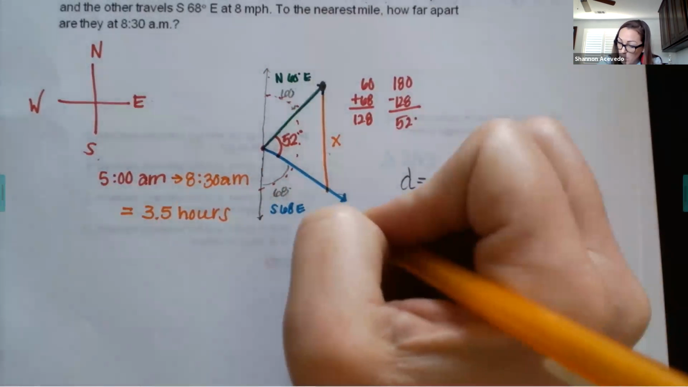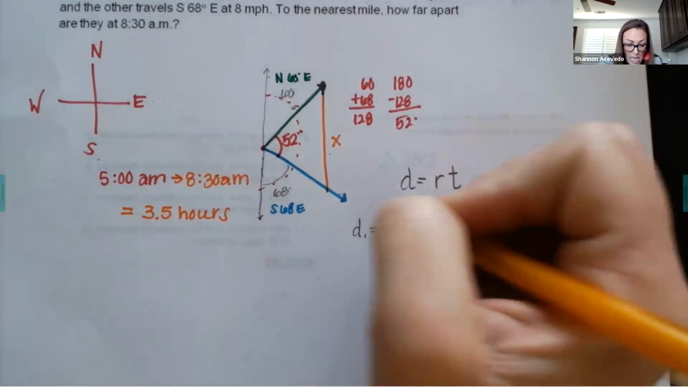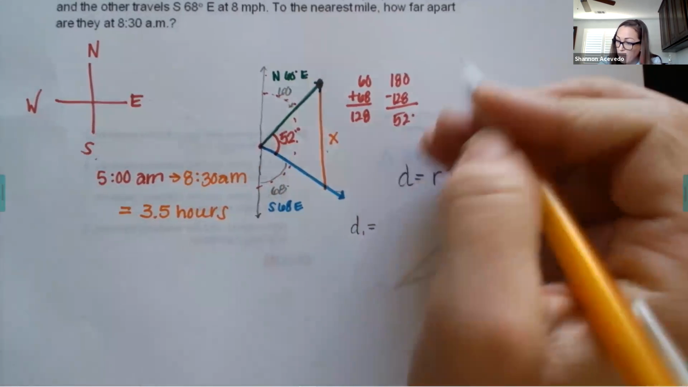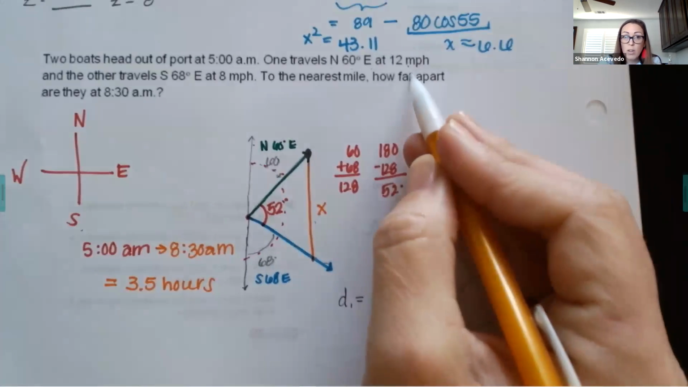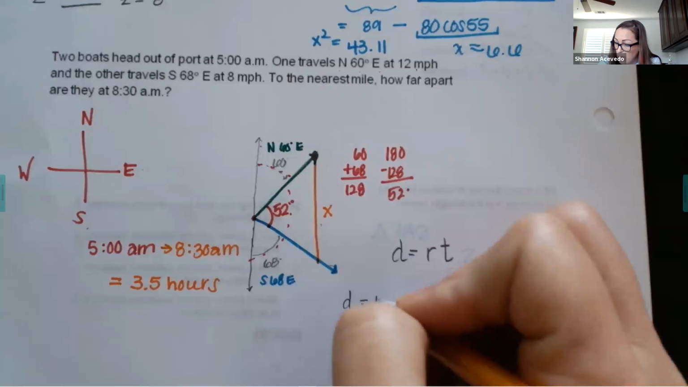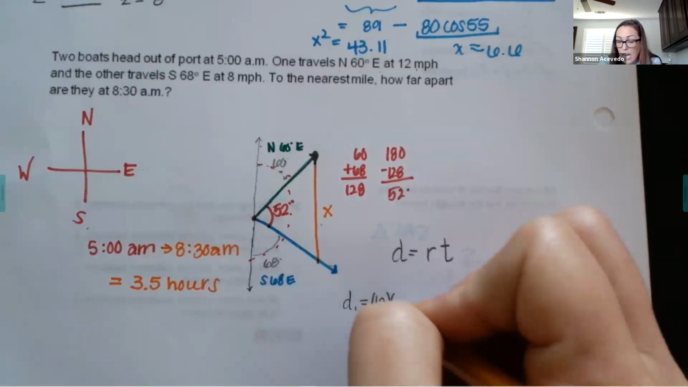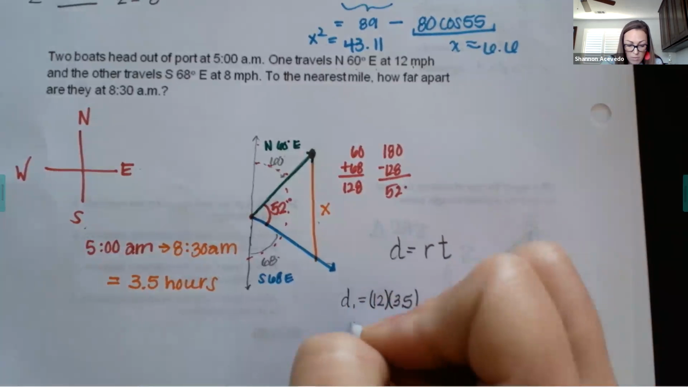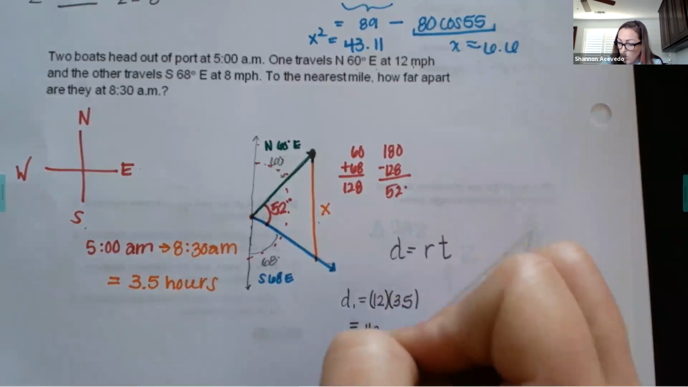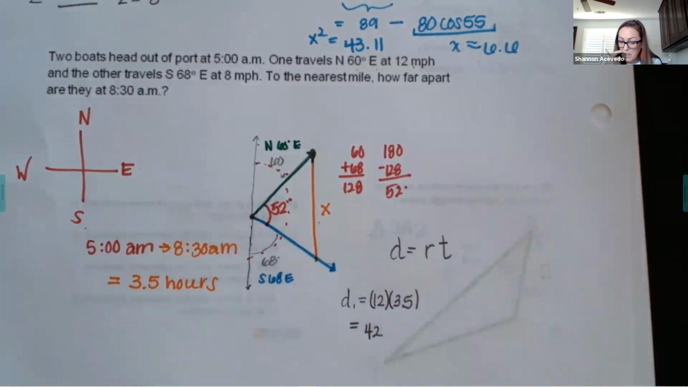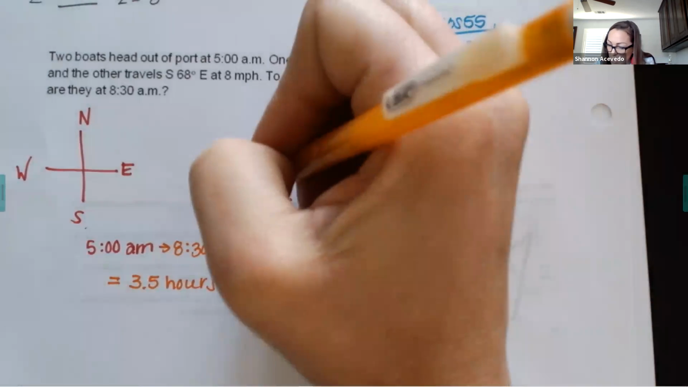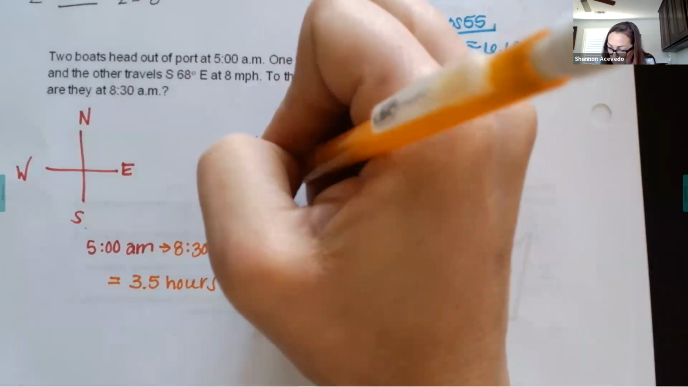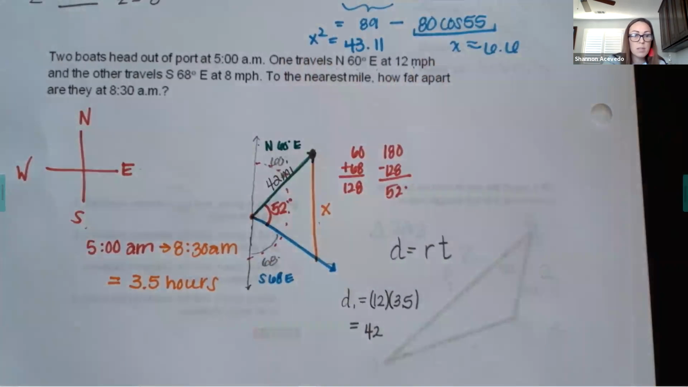So if I'm talking about the distance from my boat one, it has a rate of 12 miles per hour. Sorry, you guys can't see that. It has a rate of 12 miles per hour times that time, which we said is 3.5 hours. That's how long it's been traveling. And that's going to be 42. So this is going to be a distance of 42 miles.